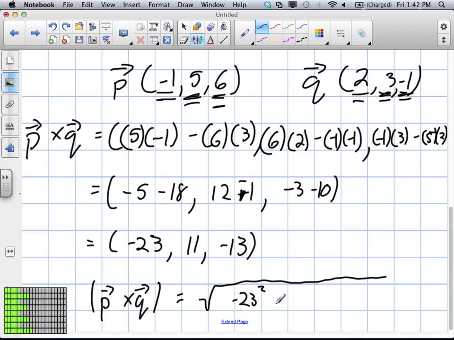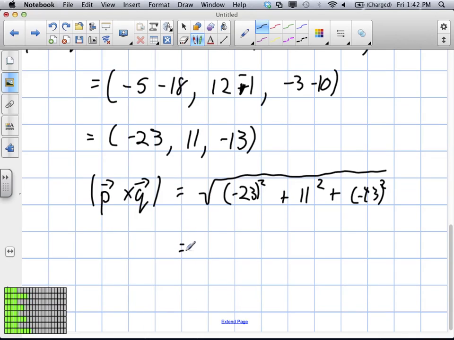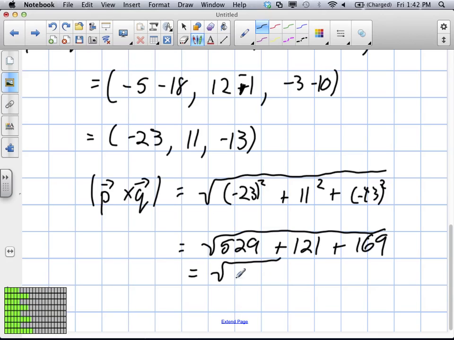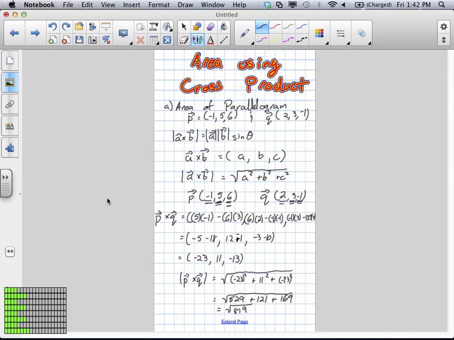Negative 23 squared plus 11 squared plus negative 13 squared. I don't know 23 squared. Anyone? Oh, it's in the book. 529, 121, 139, is it? Oh, 169, sorry. And then finally, we would end up with root 819. So, the area of a parallelogram using the cross product could be done this way. Again, if we had our angle, it would have been a little easier to solve.